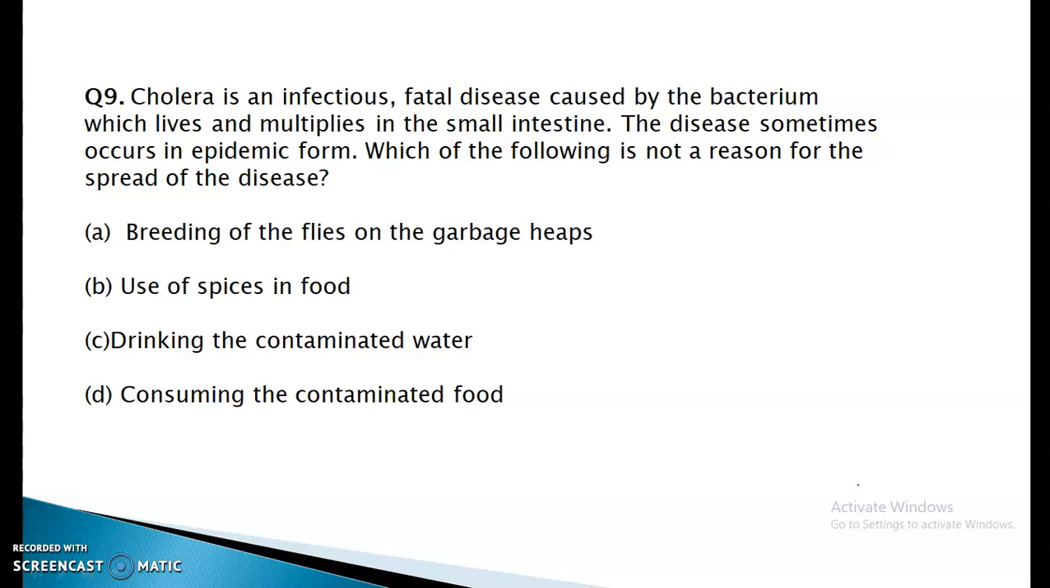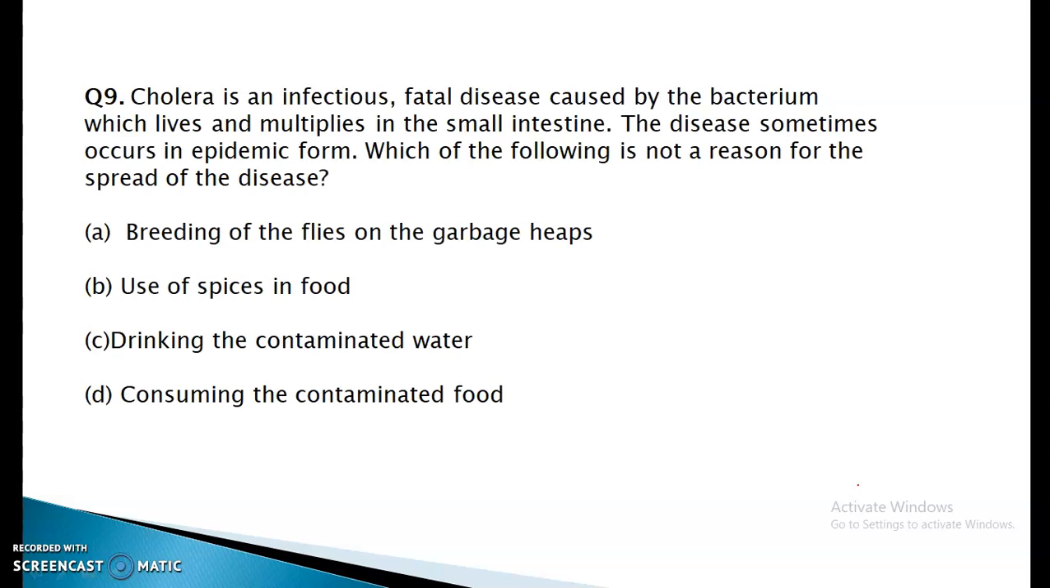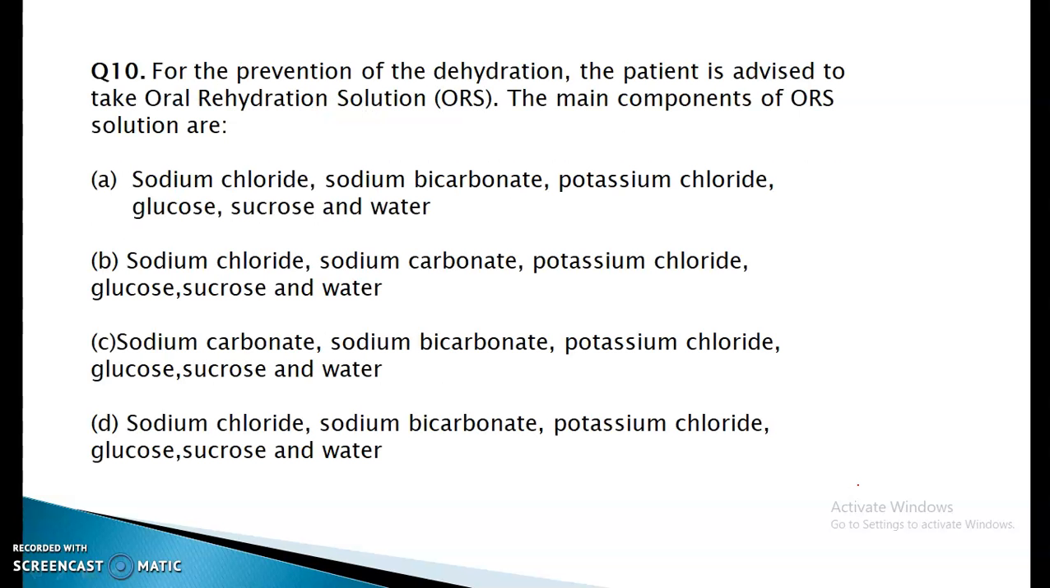So the correct answer for this question is option B, that is use of spices in the food. Last question for this video. For the prevention of dehydration, the patient is advised to take the oral rehydration solution, that is ORS. The main components of the solution are option A, sodium chloride, sodium bicarbonate, potassium chloride, glucose, sucrose and water.